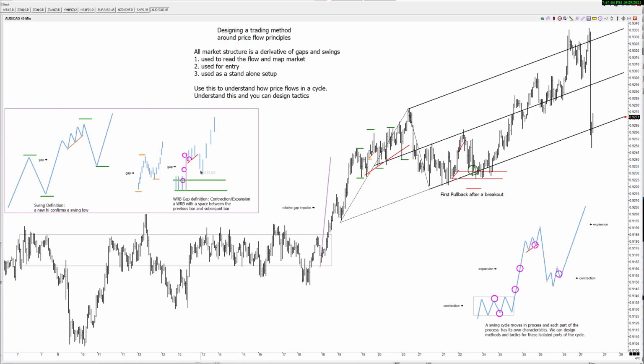We can understand it. So the first thing is we need to learn to identify it on a chart in its relative forms and understand it. So the definition of a wide range bar gap, having to do with just one bar, is it's a wide range bar, which means bigger than the last 3 bars at least, with a space between the previous bar and the subsequent bar. You see there's a space here. This is empirically just a gap.